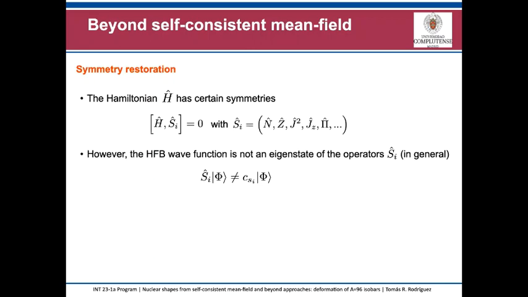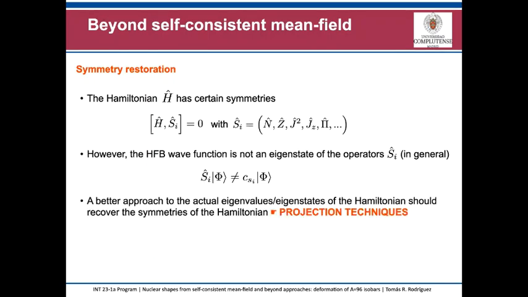Therefore, we need a better approximation. If we want to compare with experimental data, where we know that we have states with good angular momentum and parity, for example, then we have to restore the symmetries. We have to build eigenstates of the symmetry operators, and this can be done with these projection techniques.